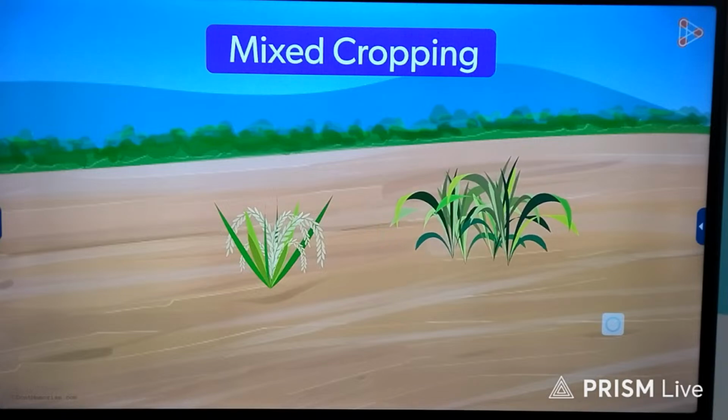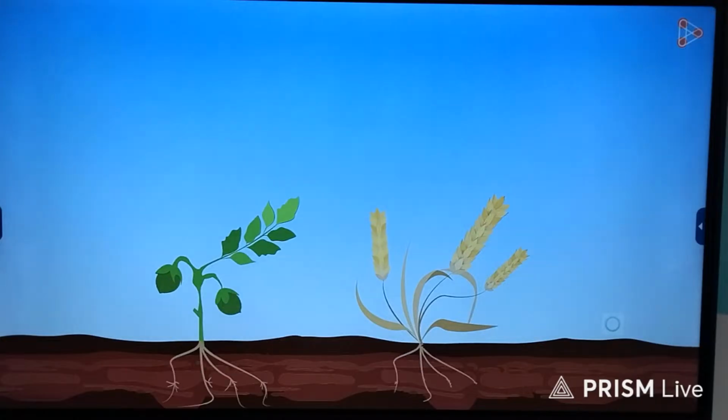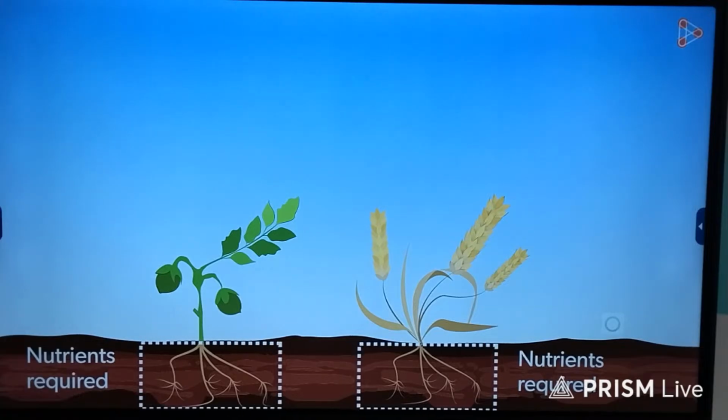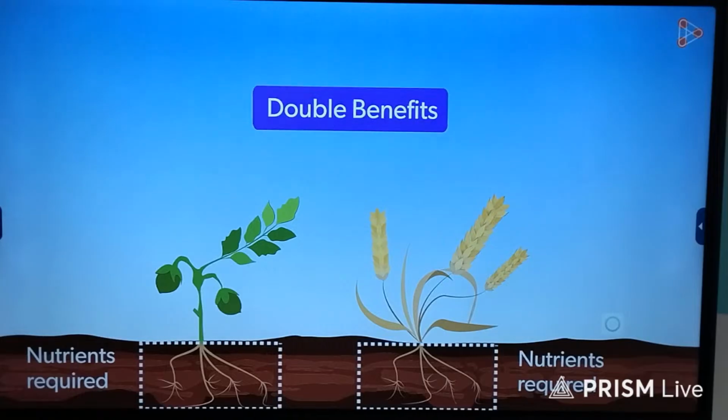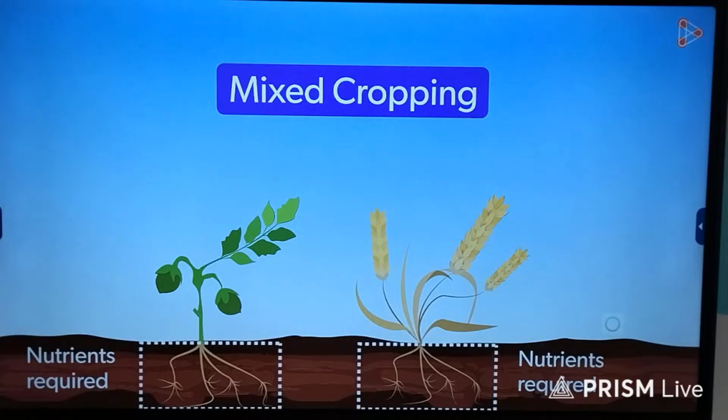For instance, if wheat and gram are grown together in the same field, the nutrients that wheat depends on will be different from those of gram. This ensures that the failure of one crop doesn't take a toll on the farmer. There always is a backup, and if both do well, then the farmer is assured of double benefits. This is precisely what mixed cropping is all about.